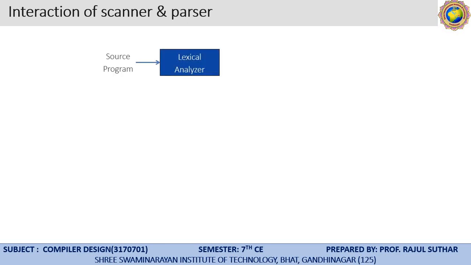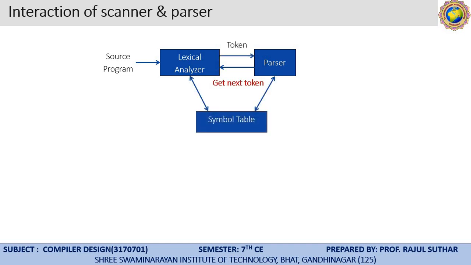This is the lexical analyzer, and we are using the source program. The interaction between lexical analyzer and parser is well defined. The parser calls the lexical analyzer subroutine when it needs a new token, then the lexical analyzer reads the input character until it can identify the next token and returns it to the parser. This relationship is shown in this figure, and we require the symbol table for this.